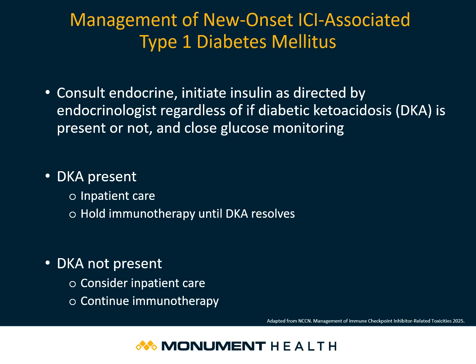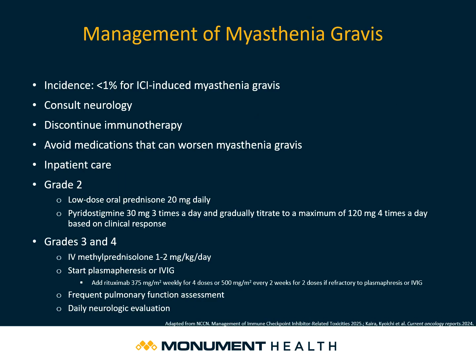This condition requires insulin replacement as directed by an endocrinologist, regardless of whether DKA is present or not, and close glucose monitoring is needed to ensure the best care. If the patient does have DKA, this is where immunotherapy needs to be held until resolution, while if DKA is not present, this is where immunotherapy can still be continued according to NCCN guideline recommendations.